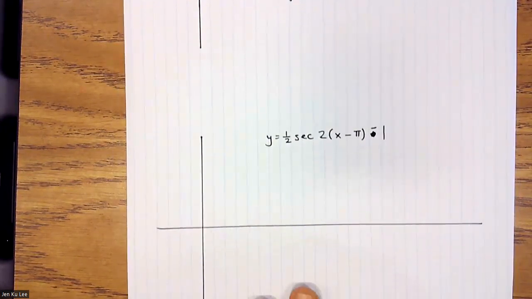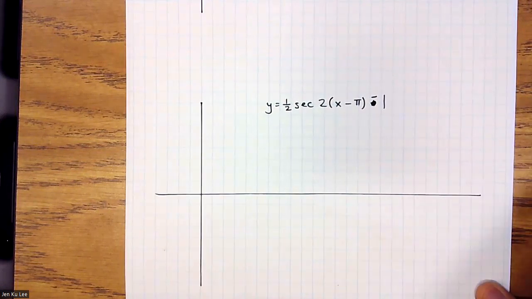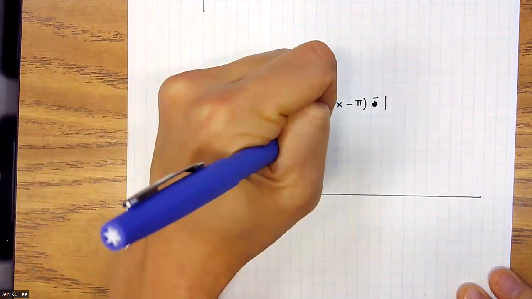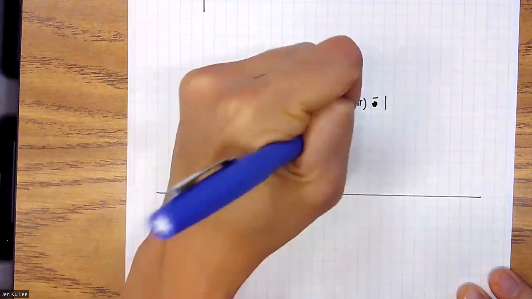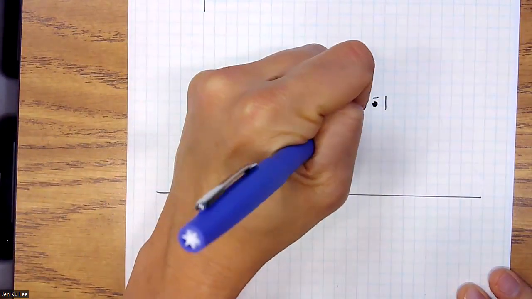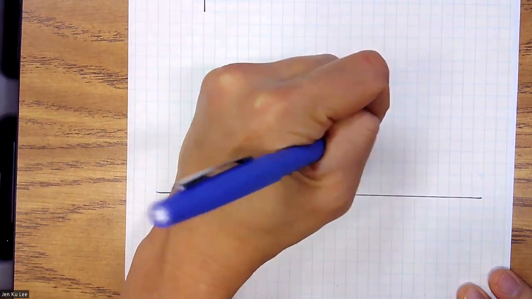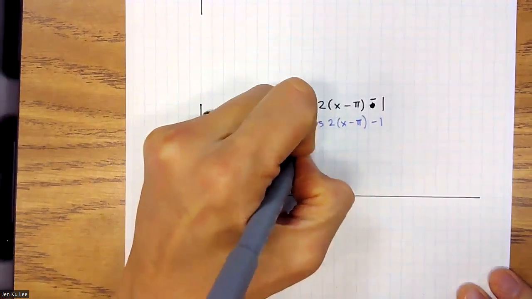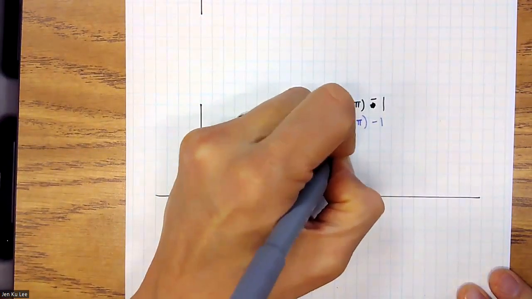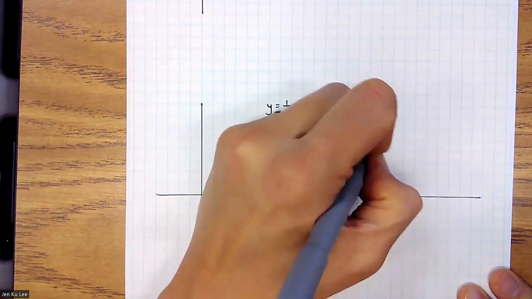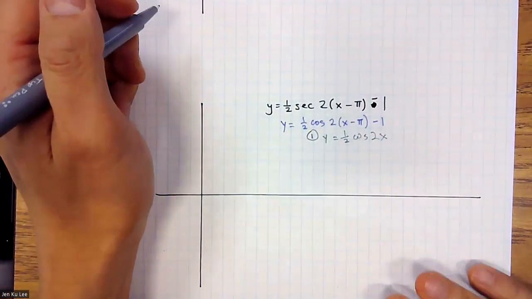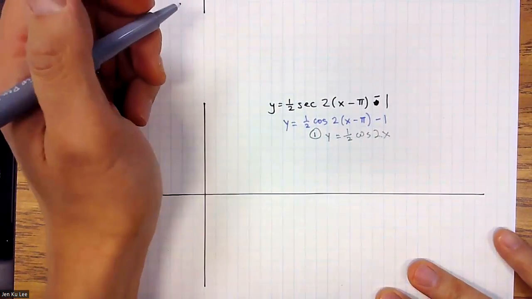All right, last graph, last example. I'm going to graph y equals 1/2 cosine of 2x minus pi minus 1. Okay, but the first step is to graph y equals 1/2 cosine of 2x first. Okay, get all the stretching out of the way and then move it.